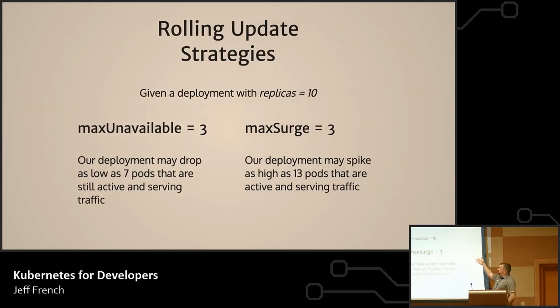Given a deployment with replicas equal 10 and a max unavailable equals 3, then our deployment can drop as low as 7 pods that are still active and serving traffic while 3 new ones are spinning up. And then once those 3 come up, it can drop up to 3 more until it's completed updating all of the pods. On a max surge, it lets it surge as high as 13. So if I've already got 10 running, it says, hey, our traffic is too high to start pulling pods down. So what I want to do is spin up extra pods until they're available, and then we can take the other ones down. That way we never dip below 10 pods available.